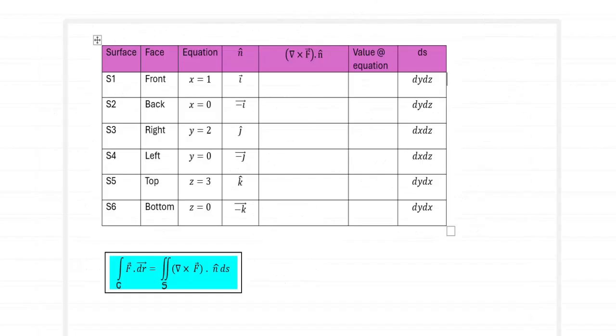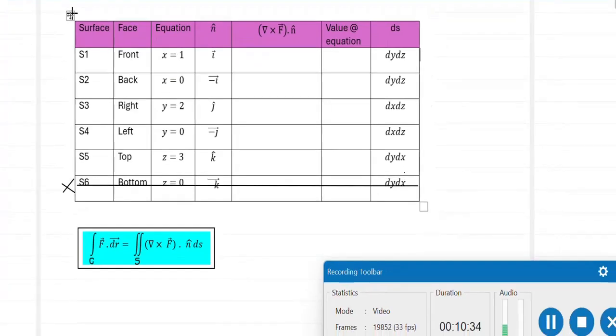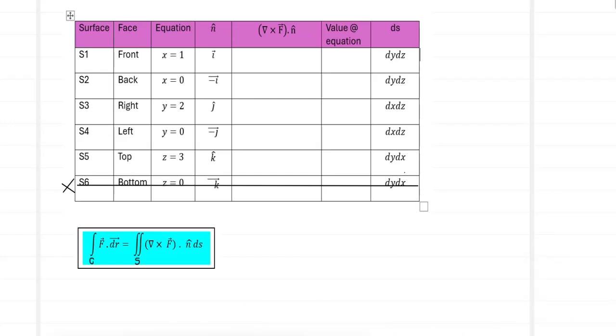What do I have to do next? I'll have to apply this del cross F and take the dot product with n cap dS. This has to be evaluated for how many surfaces? 5 surfaces. Why? Because we know that this bottom surface x equal to 0 has been cut open, so we don't have this sixth face. We have only 5 faces for our evaluation. So come on, we will see what happens over here.